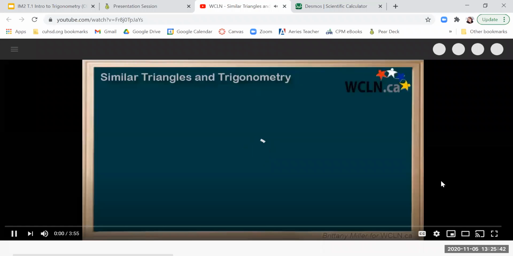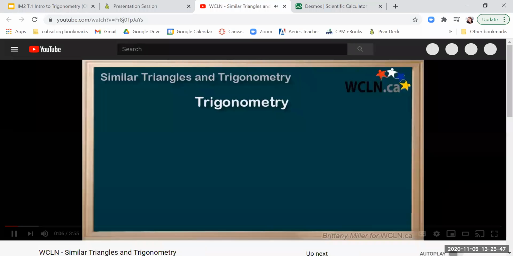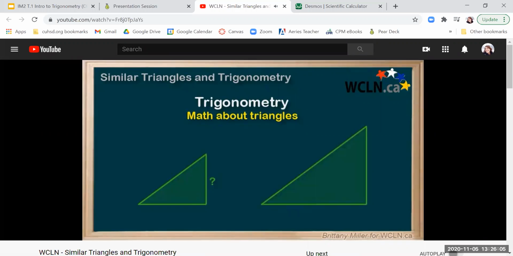You may have heard the term trigonometry before. It sounds really big and fancy, but it's really just a word for math about triangles. I told you before that mathematicians really like triangles. When we had an unknown side of a triangle that we wanted to find, we looked at a similar triangle. One of the interesting things about similar triangles is that because they are scale models of each other, the ratio of one side to another is the same across similar triangles.